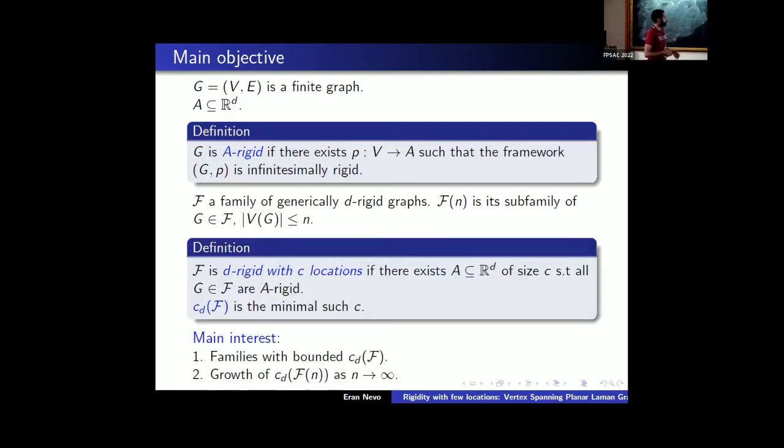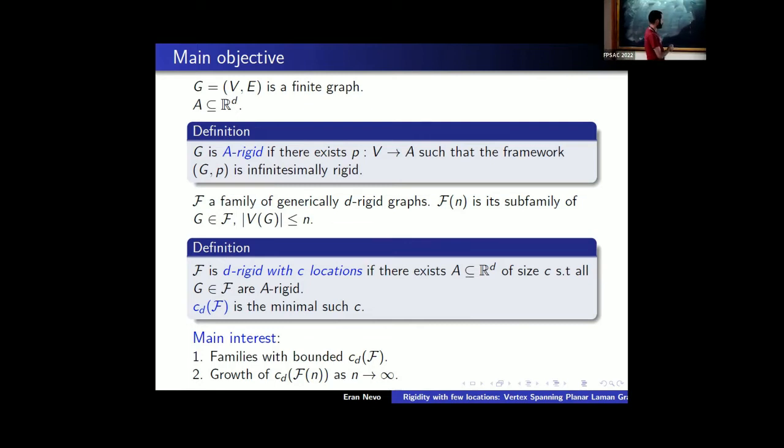And now we are interested in families of graphs that are generically D-rigid, and we will try to rigidify them using few locations. And let's also consider then the filtration of this family. So Fn is the subfamily of all graphs in the family F with at most n vertices. And here's the definition, that's the key definition.